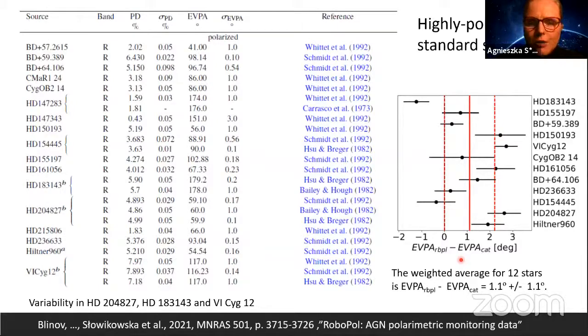Here is the list of the so-called high polarization standards. And on the right-hand side, you can see the difference between the measured RoboPol position angle versus the catalog value. And you can see that the error is on the level of 1 degree. One of the most interesting results from that paper is that the stars that were used for many years, for like 30, 40 years, as polarization standards cannot be used as standards anymore, because they are variable.